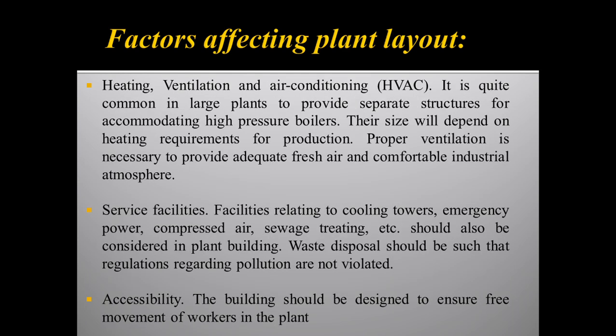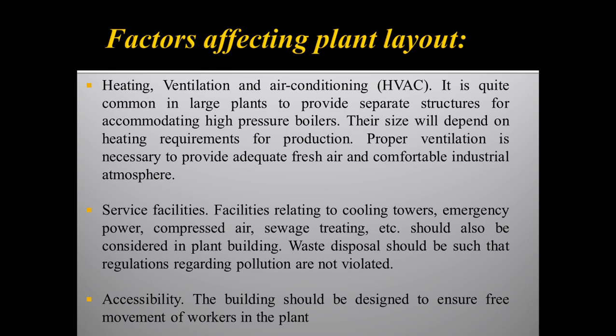Heating, ventilation and air conditioning, that is HVAC. It is quite common in large plants to provide separate structures for accommodating high pressure boilers. Their size will depend on heating requirements for production.